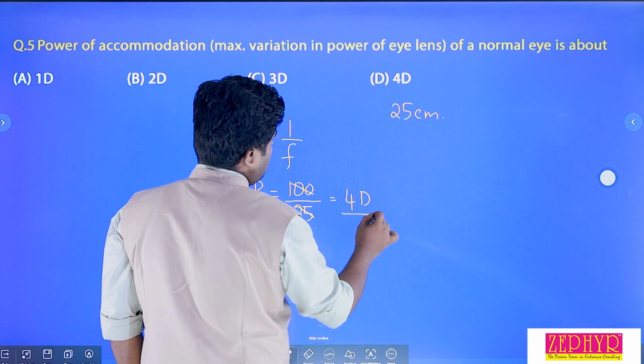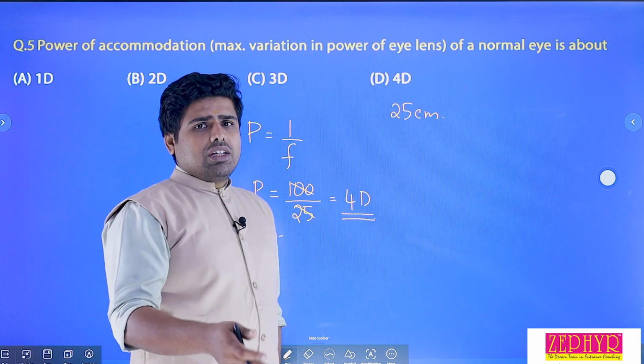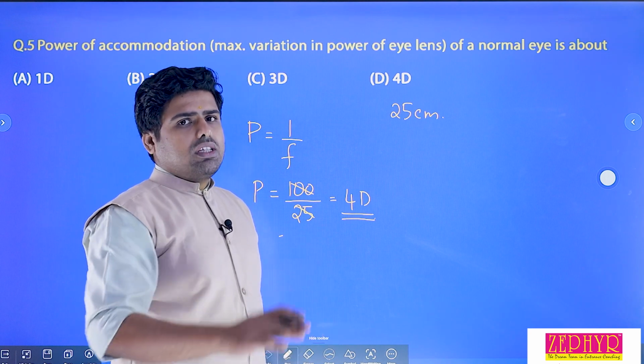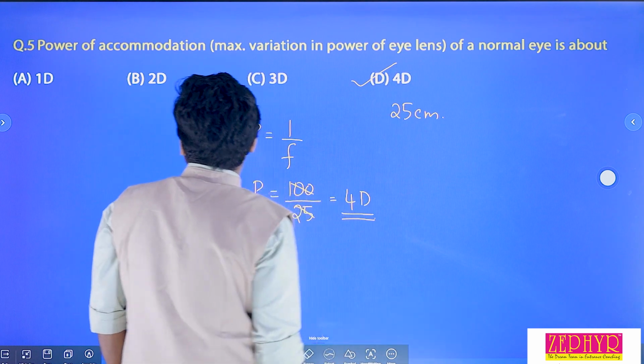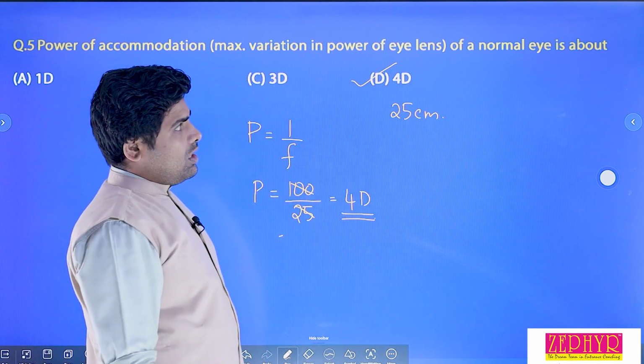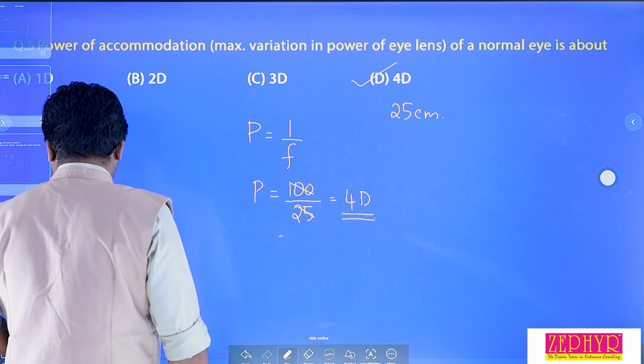So it is equal to 4. So 4 diopter is the value, or you can just convert the centimeter value to meter, then substitute in the equation and find the value. So 4D, 4 diopter, is the power of accommodation of the normal human eye. Okay, then next one.